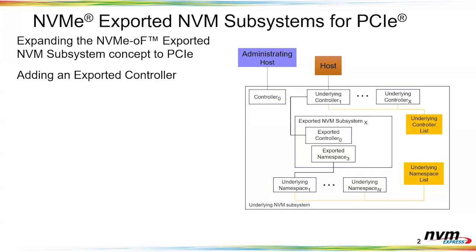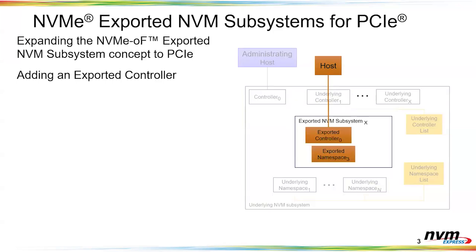As part of that, we're going to be adding an exported controller. And as you can see, when we do this, by adding exported entities, the host is able to see only those exported entities and will not be able to see the underlying hardware or the controllers or namespaces that are behind those exported entities. What's also part of this capability is for the host to be able to specify the identifiers for those exported entities. So when they're migrated, those same numbers for those entities can be applied from the source to the destination during the migration.